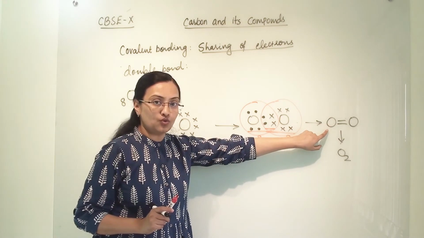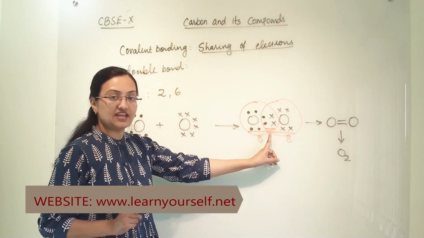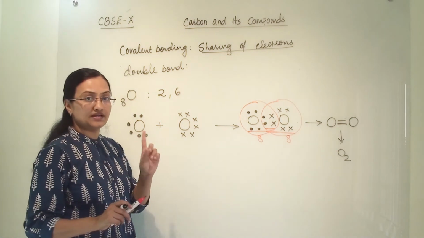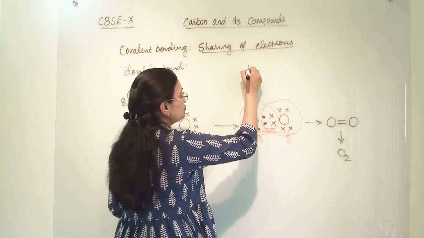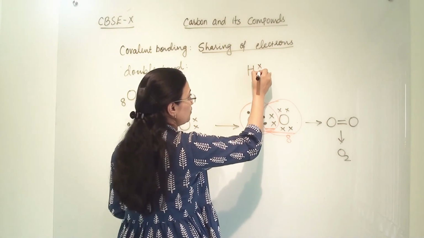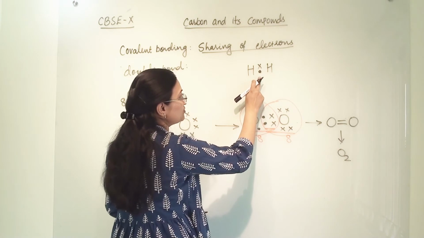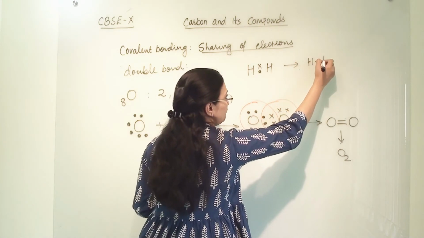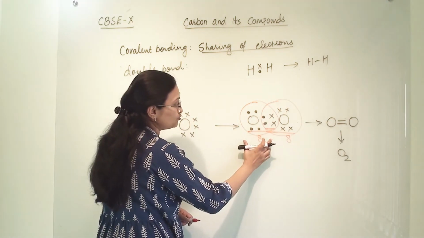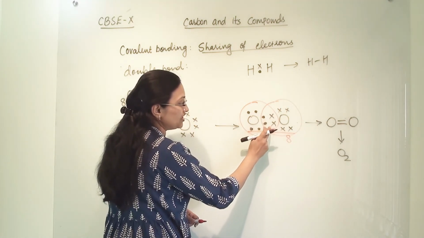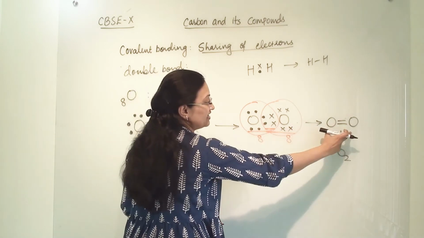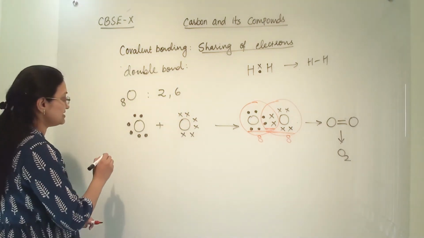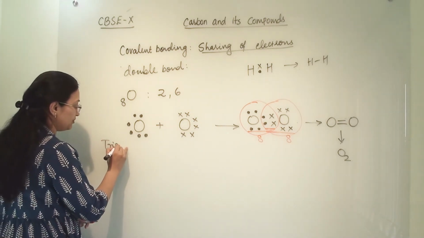Now why are there 2 covalent bonds? Because they are sharing 2 electrons. This is a trick to remember. When they are sharing 1 electron, in between we are showing 2 electrons, and one single bond will form. When they are sharing 2 electrons, in between we are showing 4 electrons, and they will form double bond and O2 molecule. Now let us see in case of triple bond.